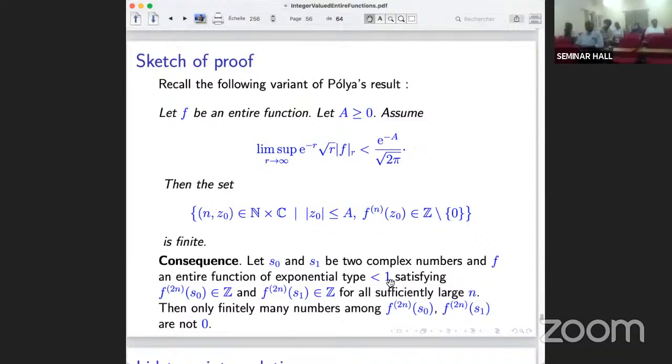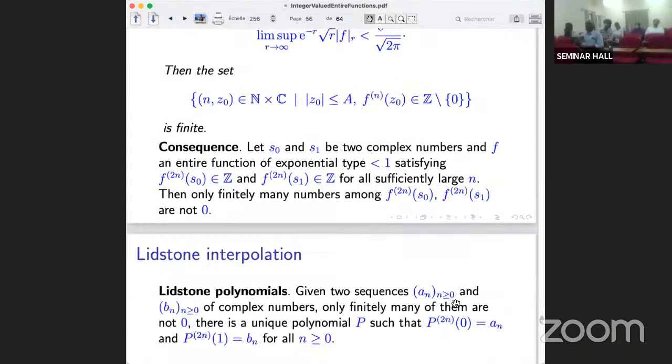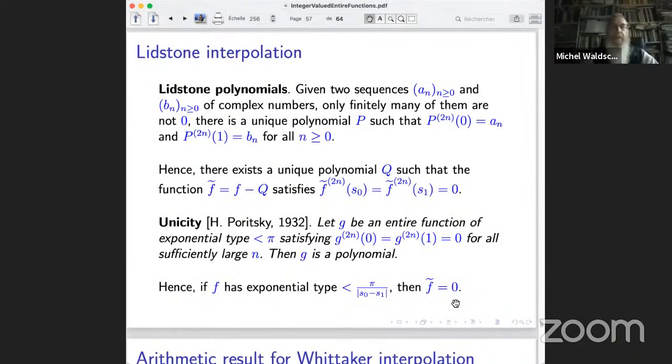So the type is less than 1. This condition is satisfied much more than this condition. And therefore, only finitely many of these numbers are not 0. And this is where we introduce Lidstone polynomials. We have two sequences of complex numbers. Only finitely many of them are not 0.